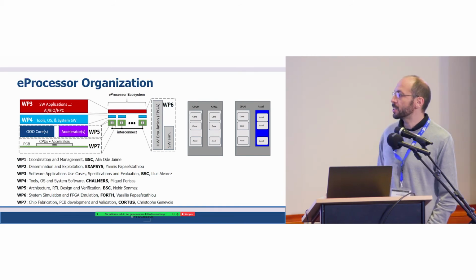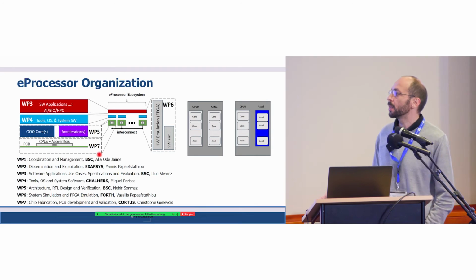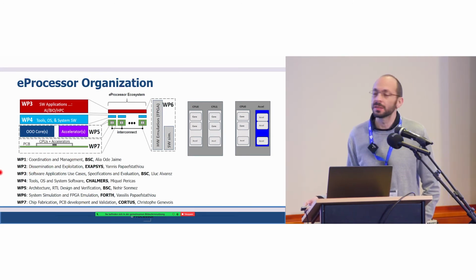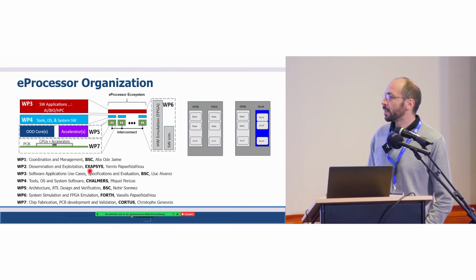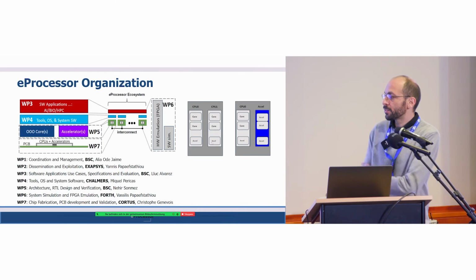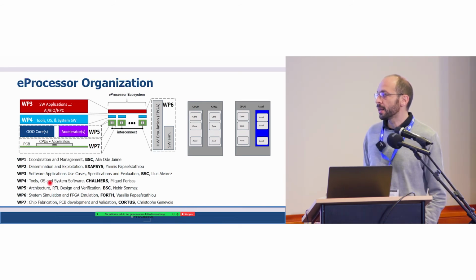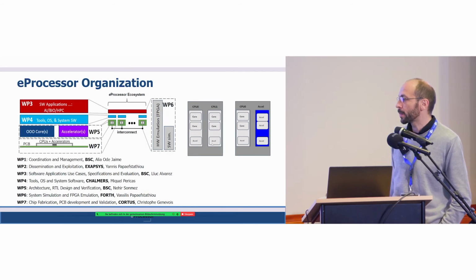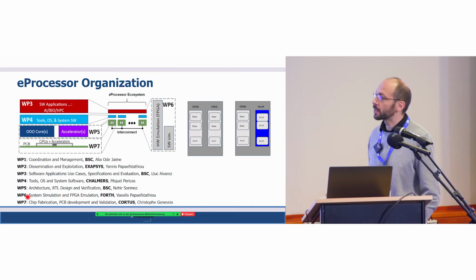In terms of work packages, BSC is coordinating work package 1. Work package 2, Yanis from Exapsys is leading dissemination and exploitation. Work package 3, Luke Alvarez from BSC is leading software application use cases and evaluation. Work package 4 is led by Michael Pericas from Chalmers. That's on tools, OS, and system software. Work package 5 is led by myself. It's the architecture, RTL, and verification work package. Work package 6 is on system simulation and FPGA emulation, led by Forth, Vasilis. And work package 7 is led by Quartus, Christoph. That's on chip fabrication, PCB, and validation.